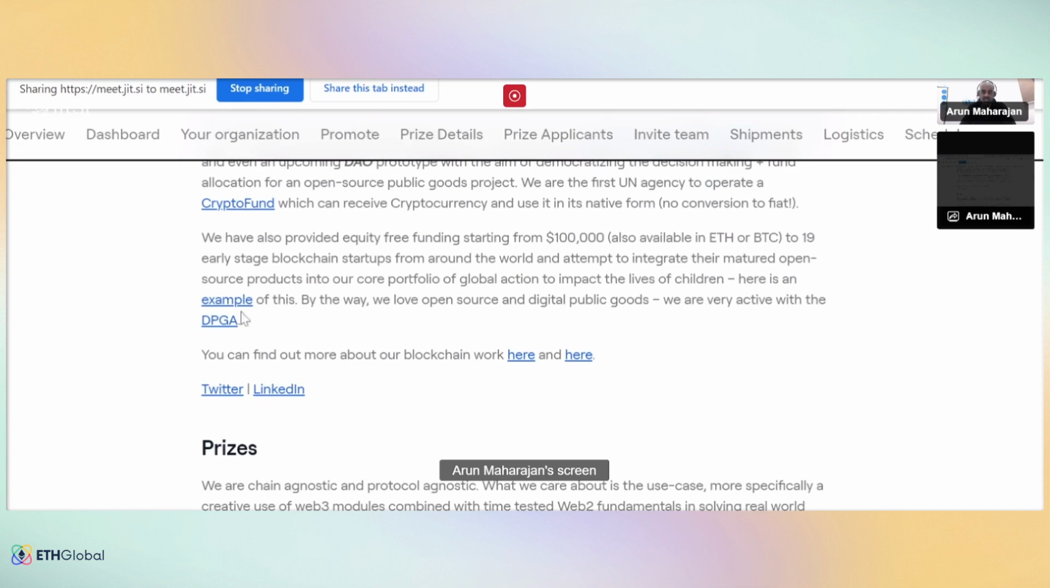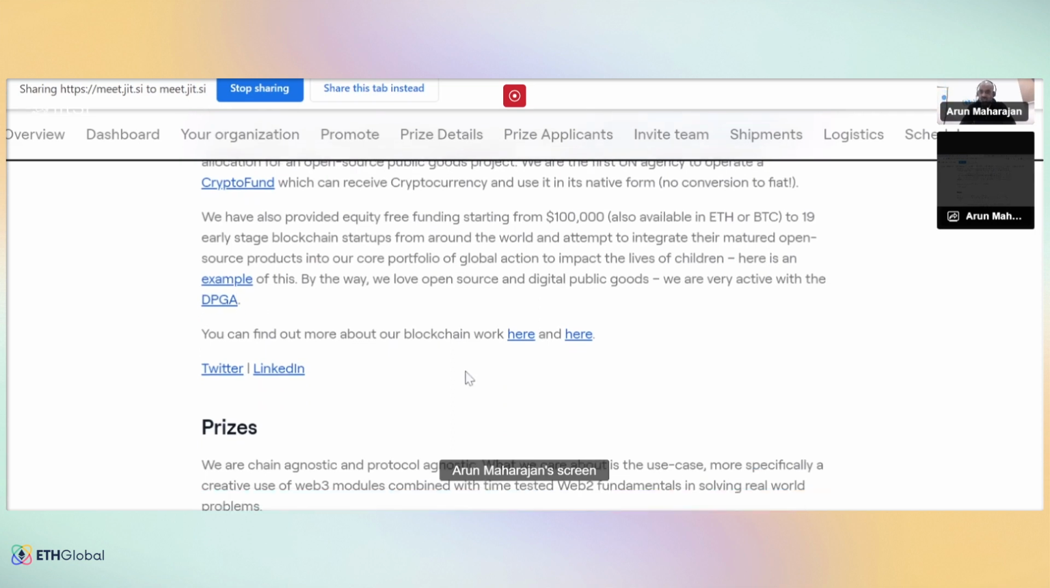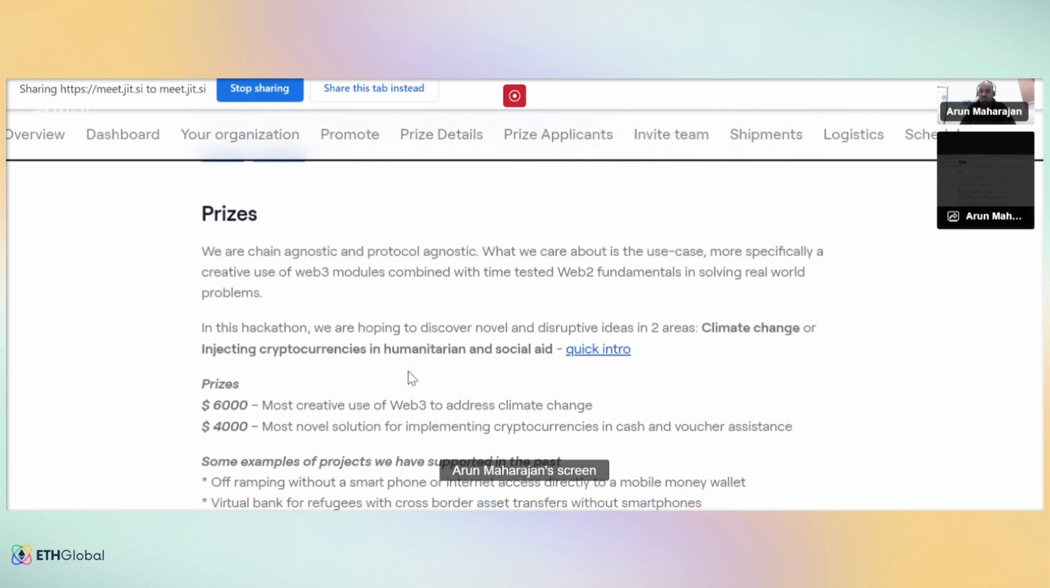There are various links here. You can check them out. You can find more about our blockchain work in these links. There are also a couple of videos linked here for you to take a look at.